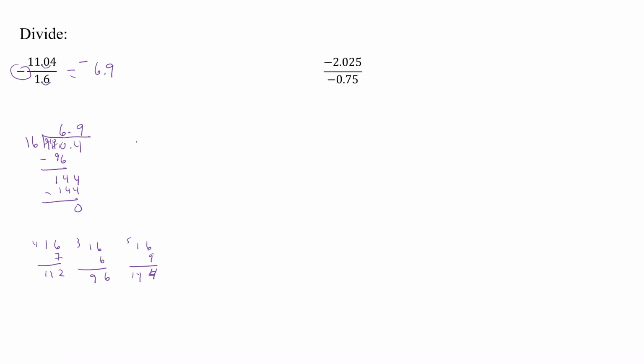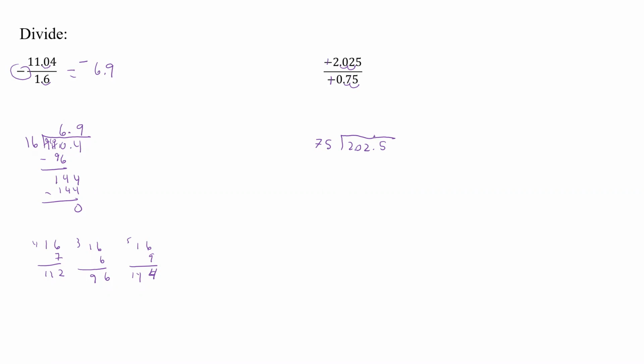Okay. All right, so now let's move to the next one. Now we're taking a negative divided by a negative. Well, remember that just becomes positive. And so now all we have is a decimal into a decimal. So to get rid of the decimal in the denominator, we have to move it over 2 spaces. So we do the same thing in the numerator. So what we have is 75 into 202.5. Put our decimal up there.